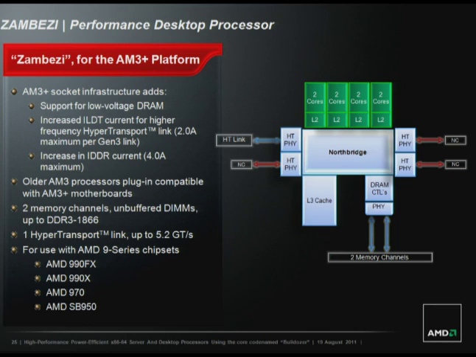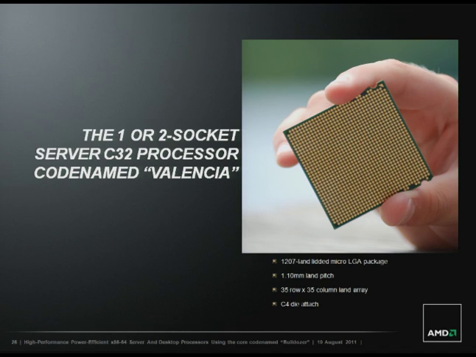It is kind of cross-compatible. You can buy an AM3 plus motherboard today, plug an older AM3 processor into it. It'll work just fine. When Zambezi ships, you'll be able to plug Zambezi in. It'll work just great. Two memory channels, single HT link, the 900 series chipset.